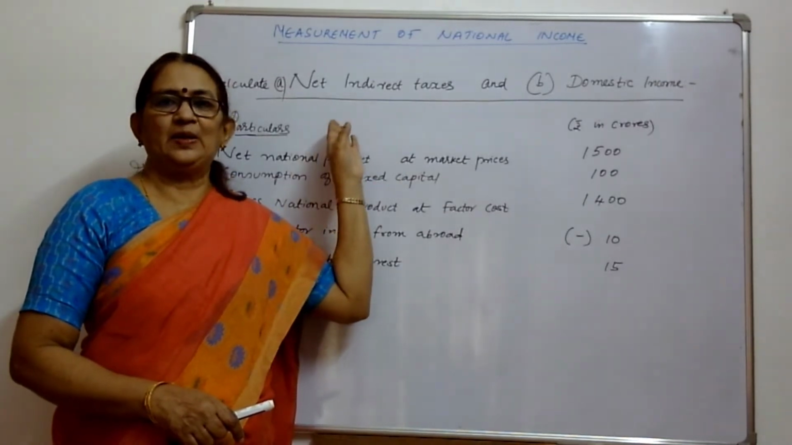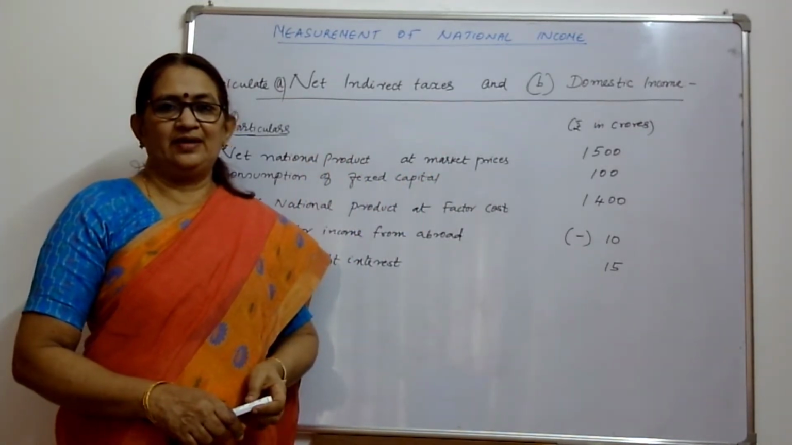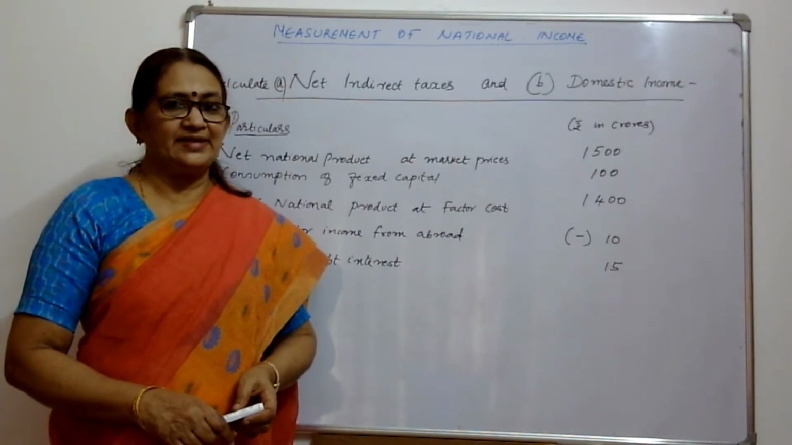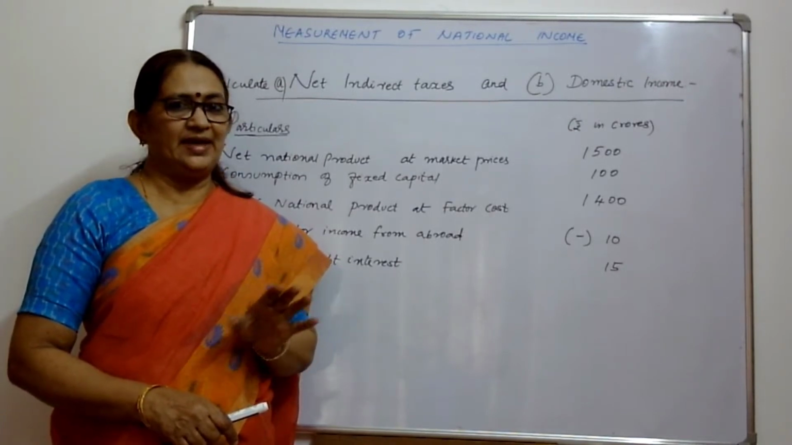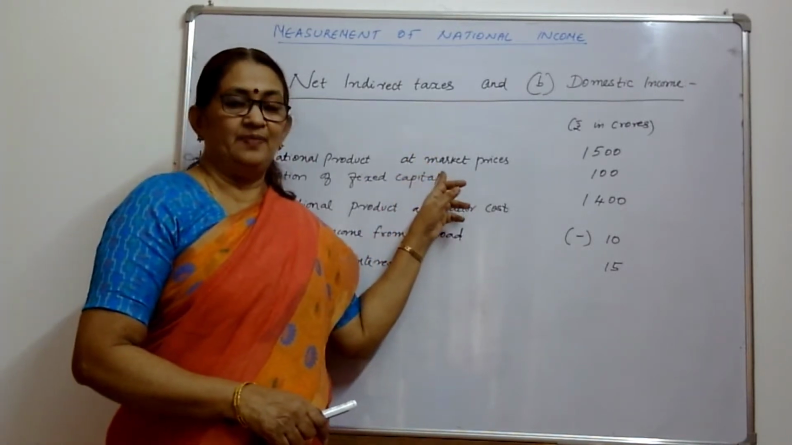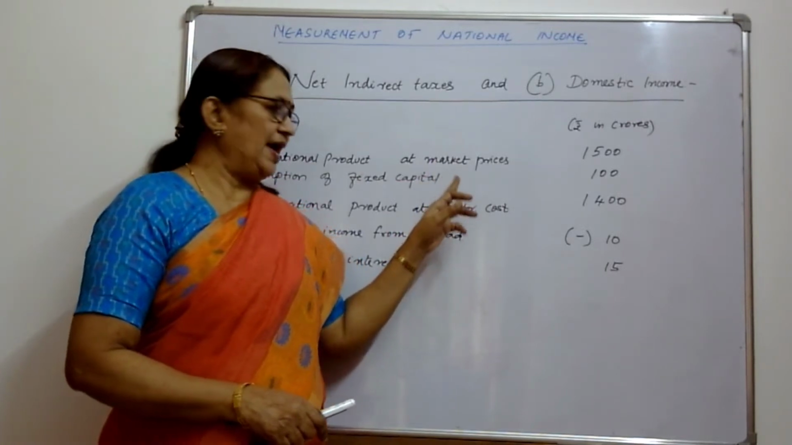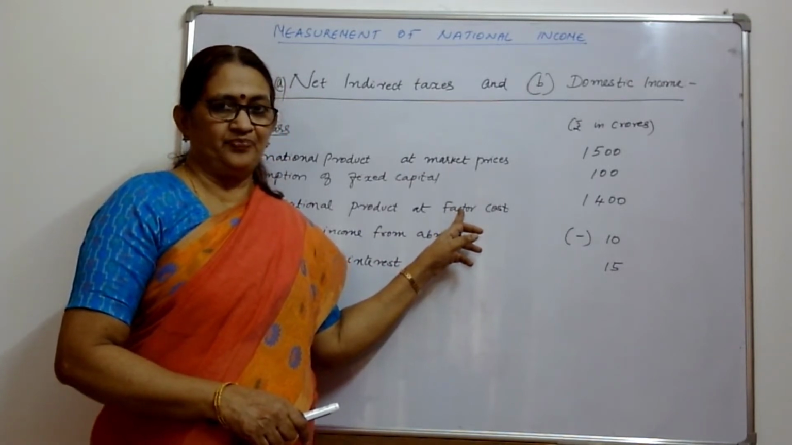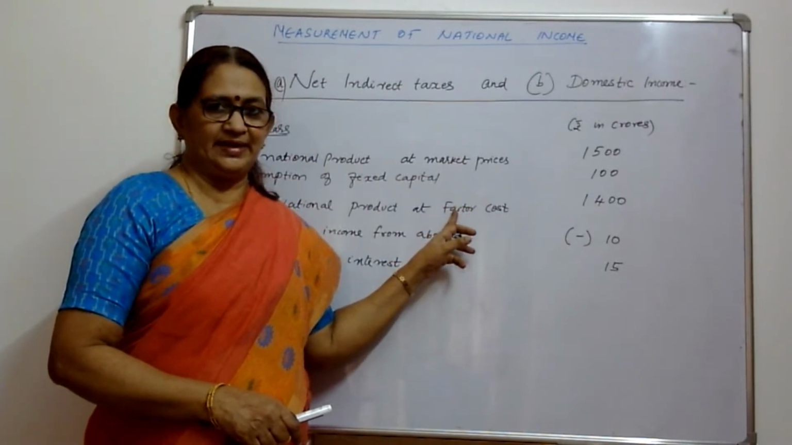Next we are going to calculate net indirect taxes and domestic income. So how can we calculate net indirect taxes? Net indirect taxes is indirect tax minus subsidy. The difference between indirect tax and subsidy gives us net indirect tax. And we know that the market price concept includes net indirect tax. Factor cost concept does not include net indirect tax. So taking the difference between the two, we will get the value of net indirect tax.